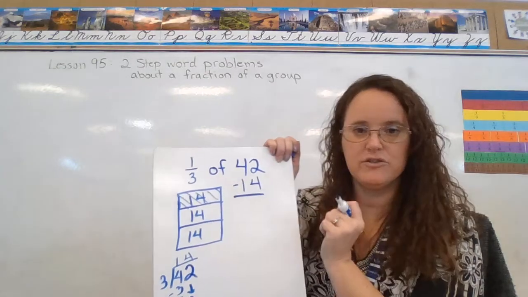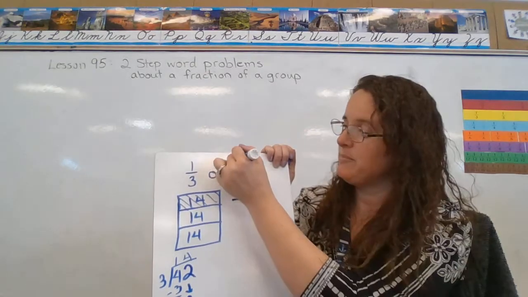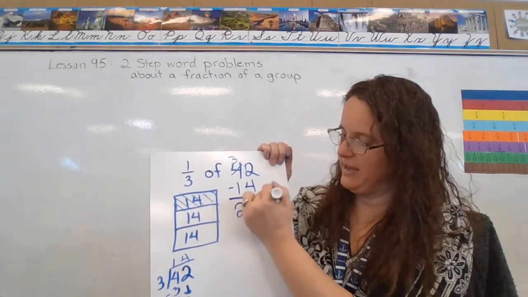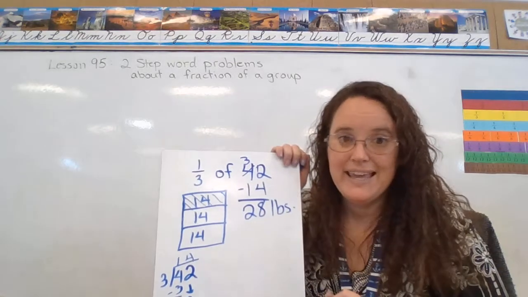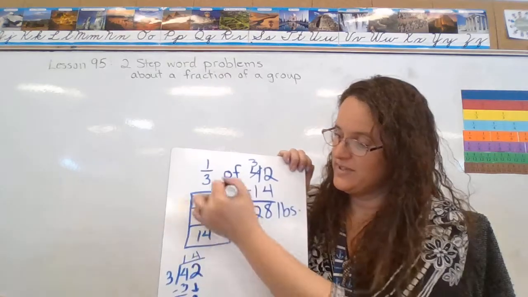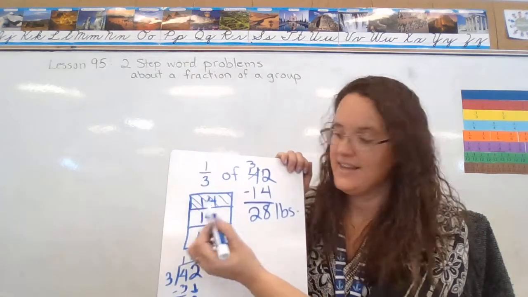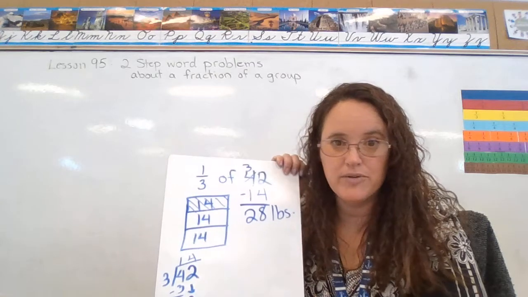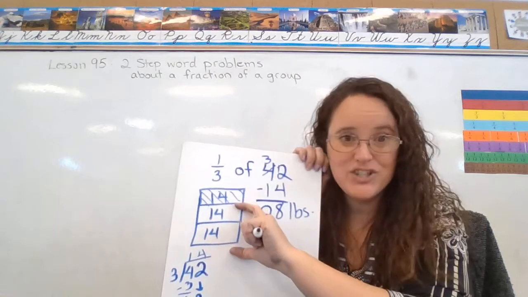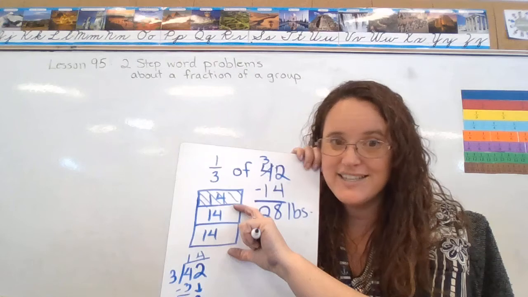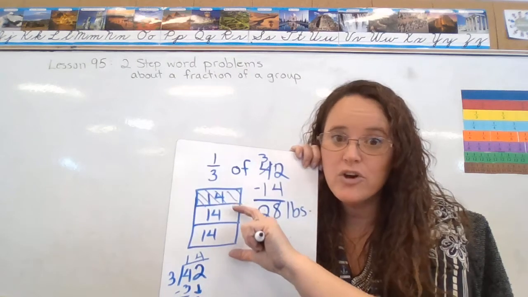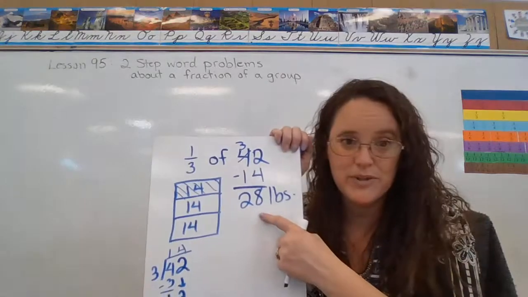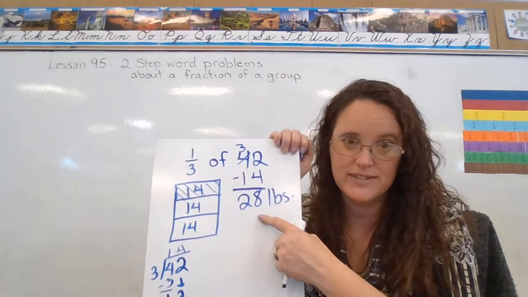So we need to do 42 minus 14. I have to borrow, and I get 28 pounds. Here's the trick. This was the whole thing, right? So this one that I shaded is how much the tire weighs on Mercury. So these two are going to be the difference. So I could have just added 14 plus 14. I still would have gotten 28 pounds.